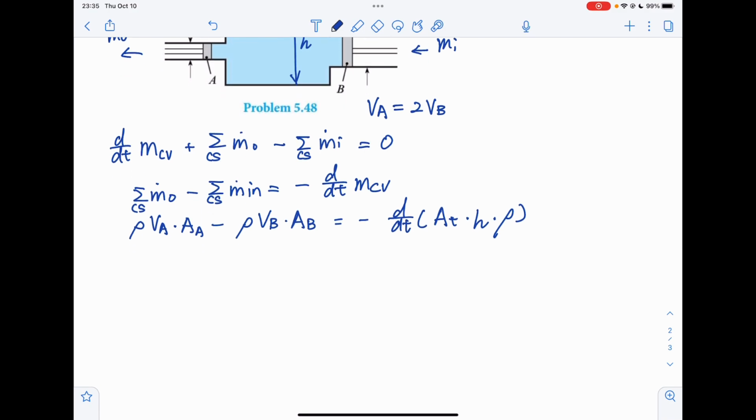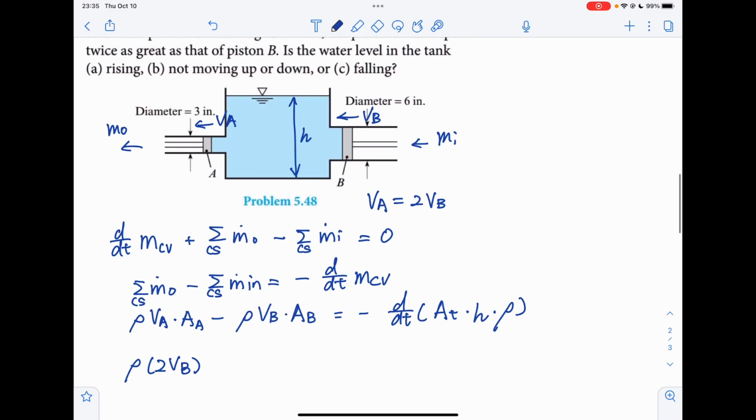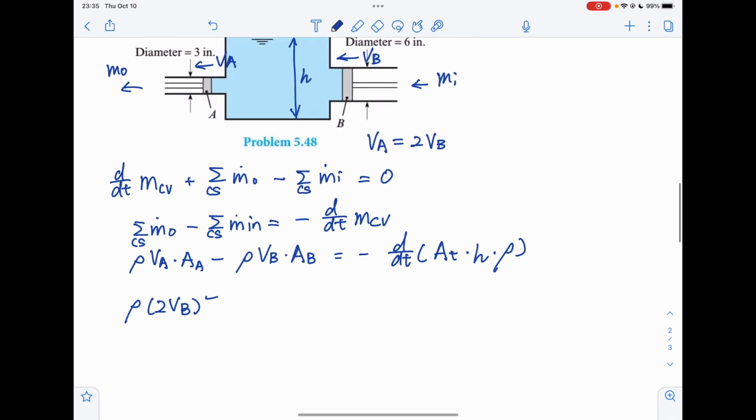And we know the velocity of piston A is twice the velocity of piston B. So it will be rho times 2 VB times the area A, which is pi over 4 of the diameter, which is 3 inch squared, minus rho VB times the area of piston B, which has a diameter of 6 inch.